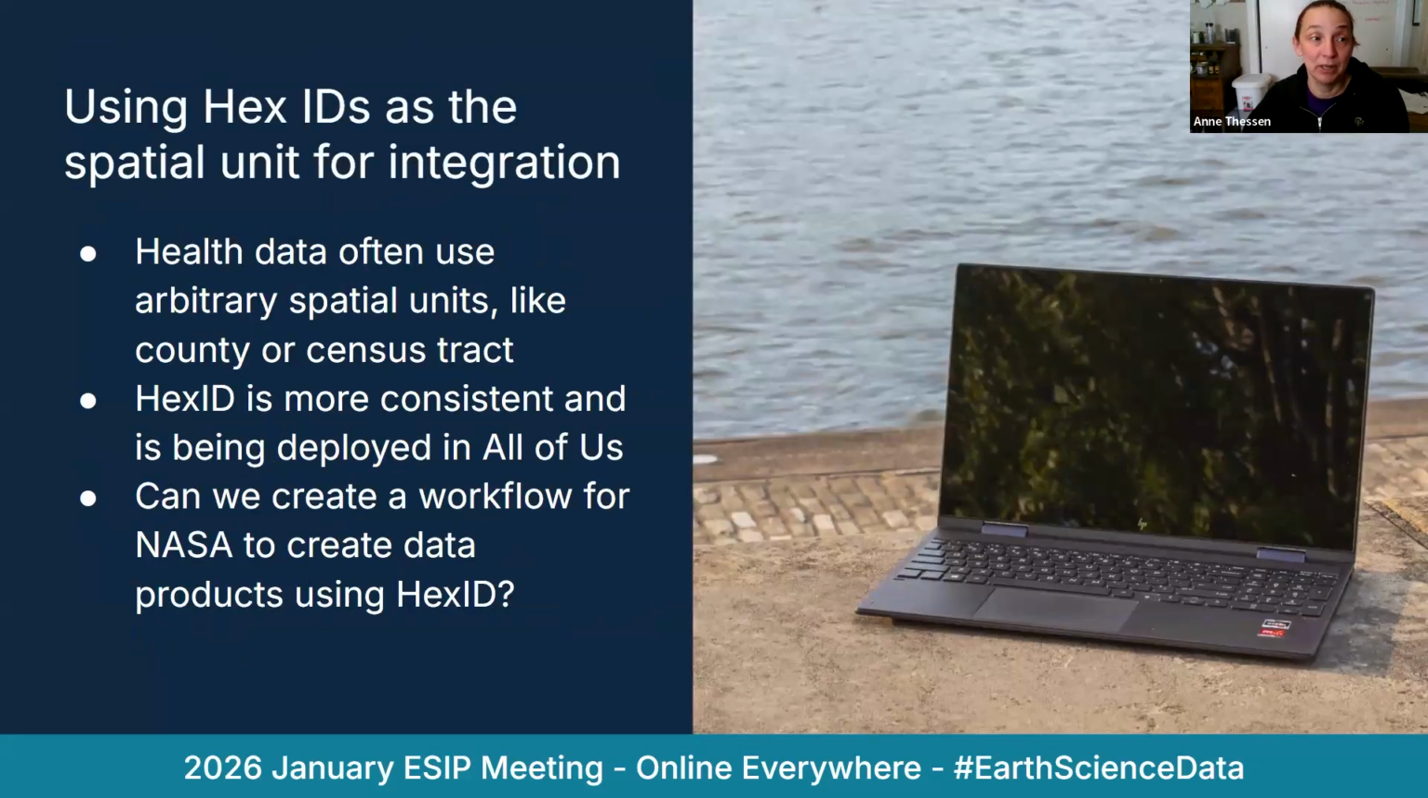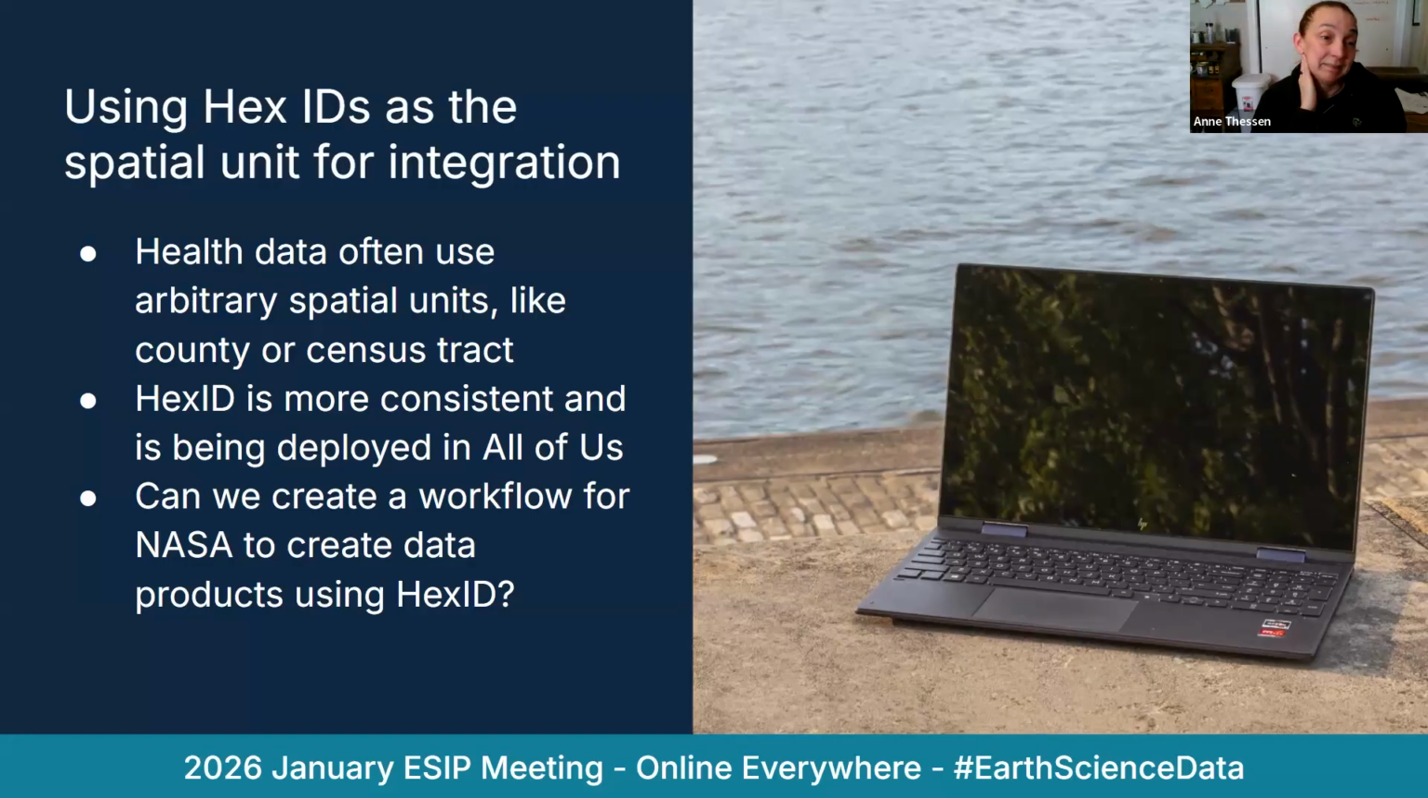The other one that was proposed was the use of hex IDs as a spatial unit for integration and creating some sort of workflow for all of these earth science data sets to be transformed so that they would fit onto some hex ID at some resolution. And so I think that's really interesting because health data often use these arbitrary spatial units like county or census tract. And the census tracts and blocks can be frustrating because they change over time.